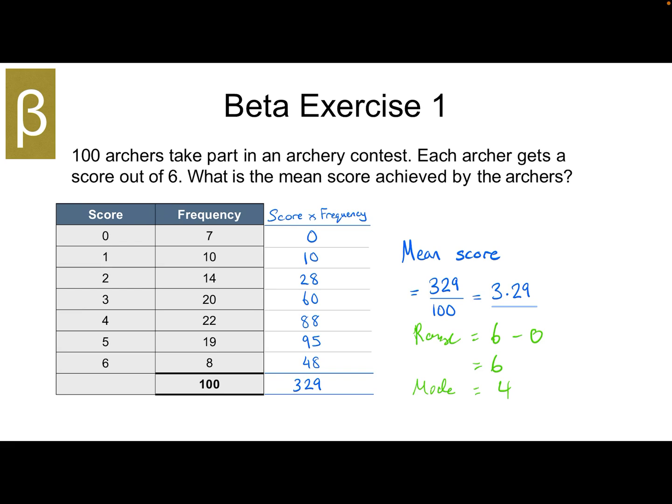Let's just quickly put cumulative frequency in. That's going to be 7, 17, 31, 51, 73, 92, 100. We're looking for the 50th and 51st number. Okay, look at that. The 50th one will appear here, and the 51st will appear here. So the middle 2 numbers are 2 and 3. Halfway through, the median is 2.5.